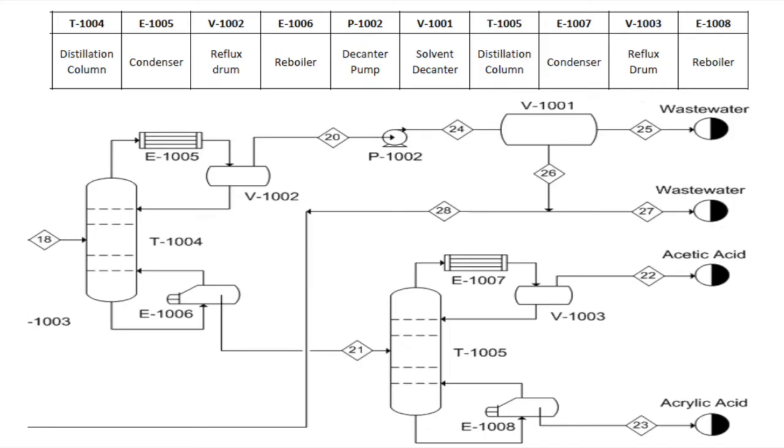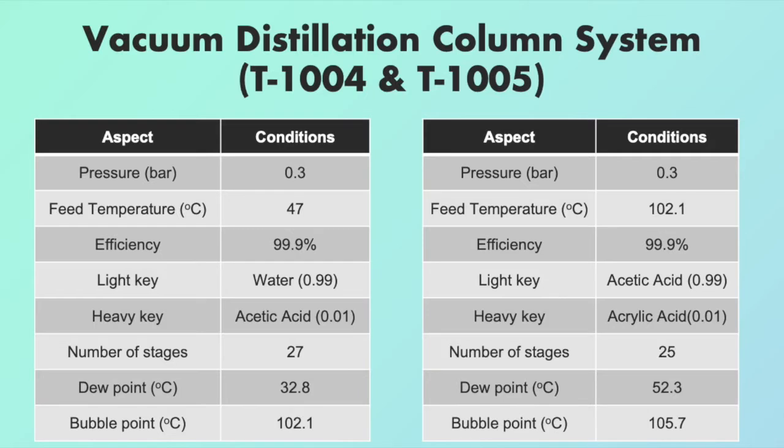Next, this part consists of 3 major unit operations, which are vacuum distillation columns T1004 and T1005 and a decanter V1001. Both distillation columns are set to 0.3 bar and 99.99% efficiency. For the T1004, the feed temperature will be 47 degrees Celsius, and the light key is water with coefficient of 0.99, whereas the heavy key is acetic acid with coefficient of 0.01.